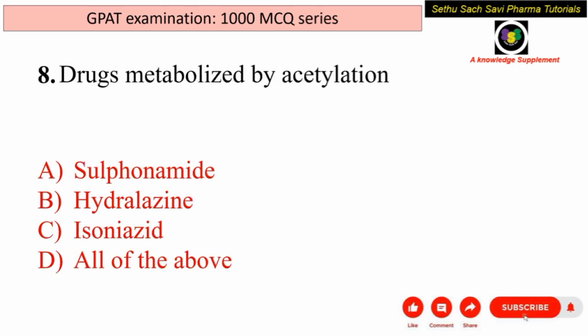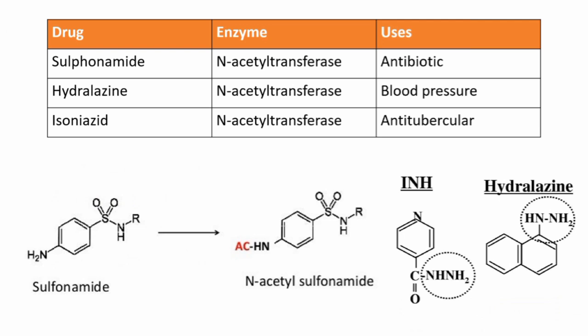Drugs metabolized by acetylation. The options are sulfonamide, hydralazine, isoniazid, and all of the above. Here, acetylation means what? It is a detoxification process, right? It is a metabolic process. To answer this question, we should know the structure of these drugs which undergo acetylation: sulfonamide, hydralazine, isoniazid. If you note, there is something common in all these drugs. In the structure, you can see there is NH. Here also, isoniazid, there is NH. Hydralazine also has an NH group. So as you can see, the acetyl group is getting attached to the NH position.